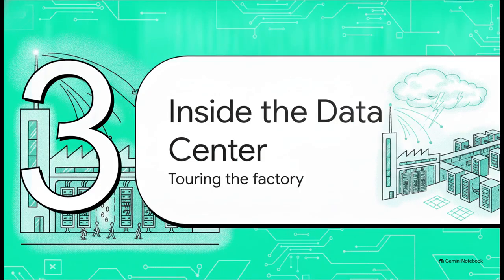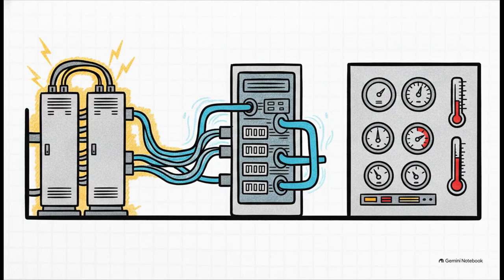Moving on to part 3, inside the data center. Time for a quick factory tour. So your flashes of light have arrived at the factory. Your data turns back into electrons and basically walks onto the factory floor. Now, we constantly call it the cloud, but it is a very real physical building. And these places can range from the size of a single football field to structures measured in literal miles.